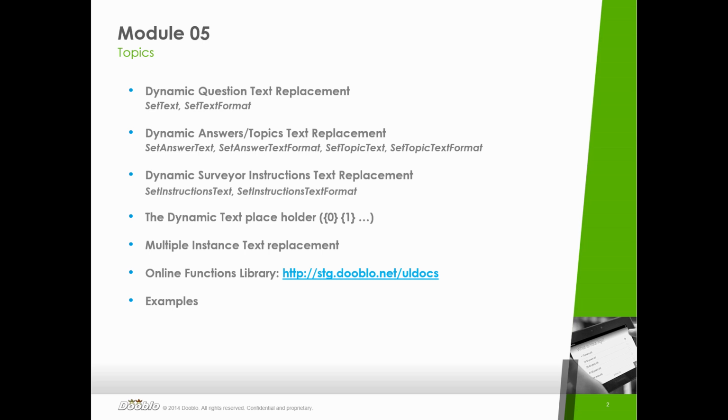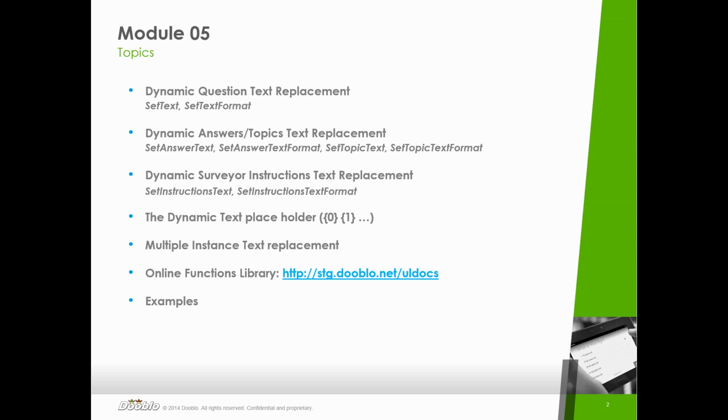Text piping can have multiple instances within a text, so we can replace several parts within a specific text, for example a question text. The first part of the text that we want to replace would be represented by the curly bracket 0 placeholder. The second part would be represented by curly brackets 1, and so on. There is no limitation to the number of text parts that we can replace within a question, an answer, or the instructions. We will see several examples of those text piping methods.